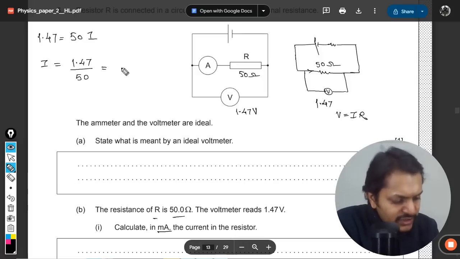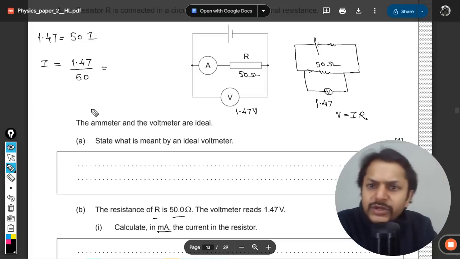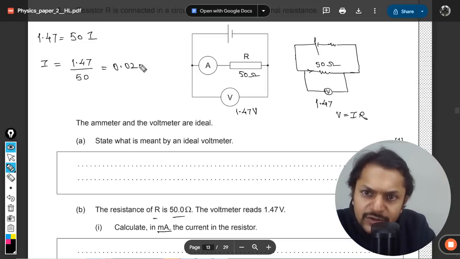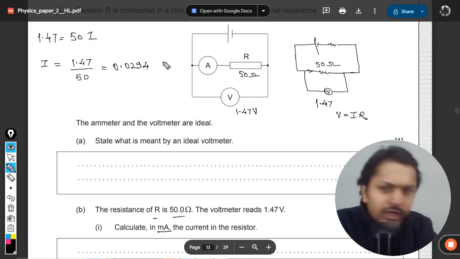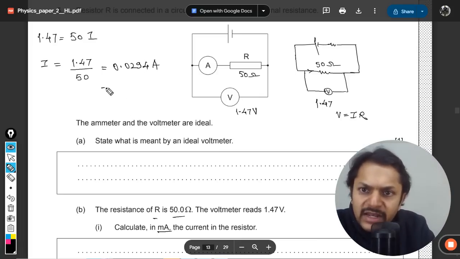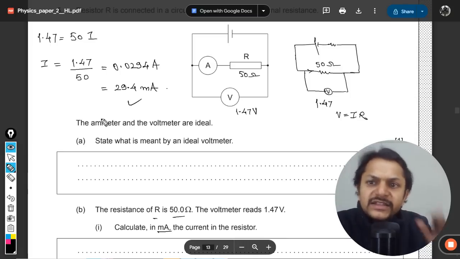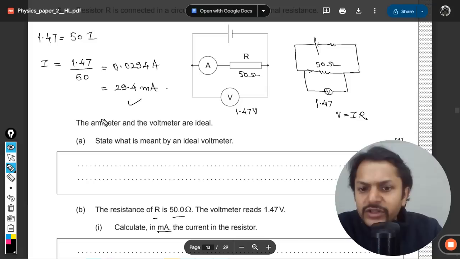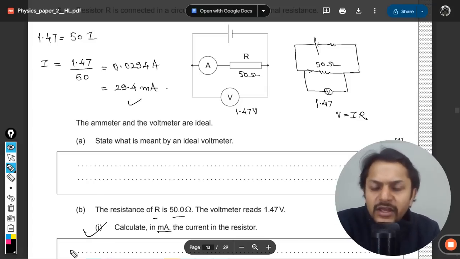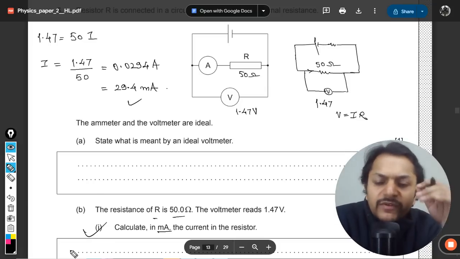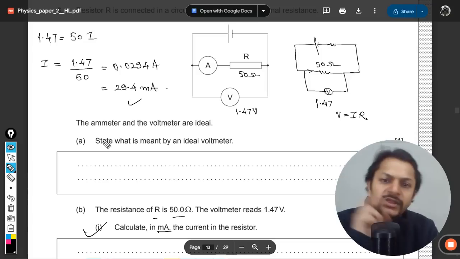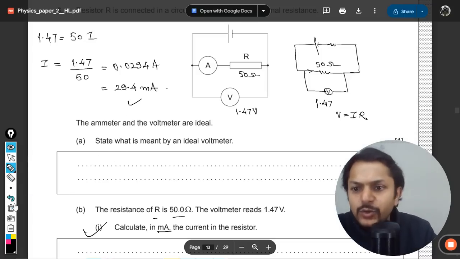I'm using my calculator now. And yeah, the value is coming out to be 0.0294 amperes, and in milli it will be 29.4 milliampere. This is the answer that we get for the first part, 1A here. And now we are going to see the mark scheme. We will find the answers for A and B there, and we'll see if they are getting the same answer, 29.4.